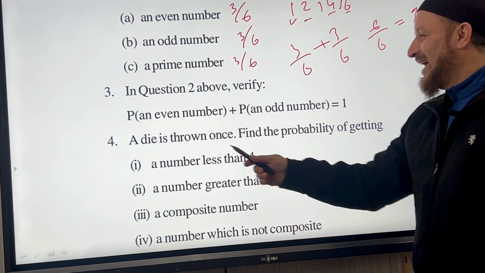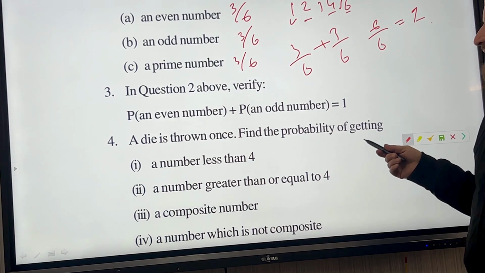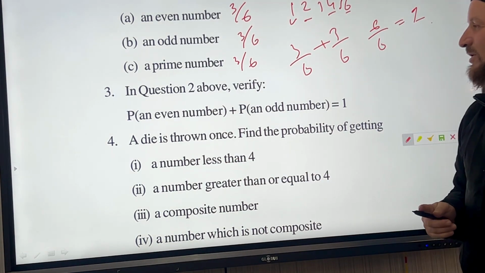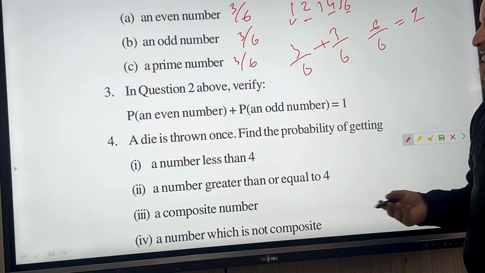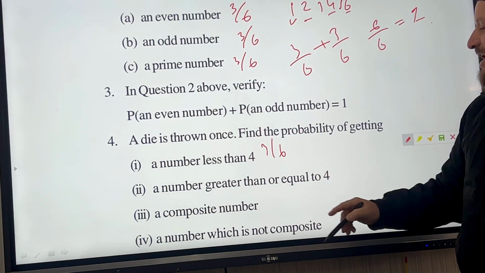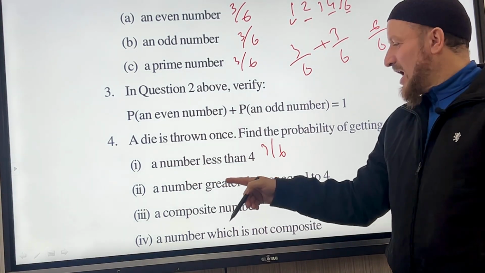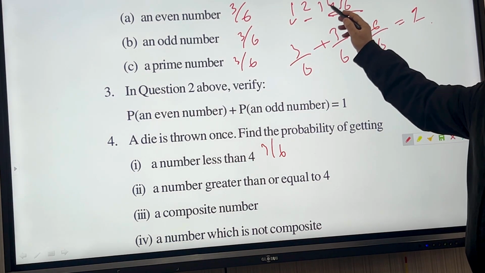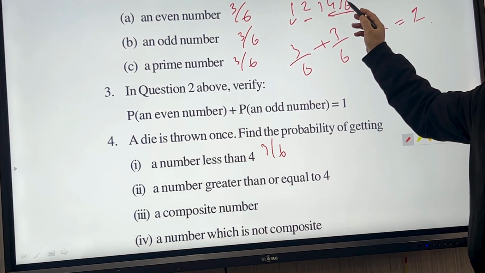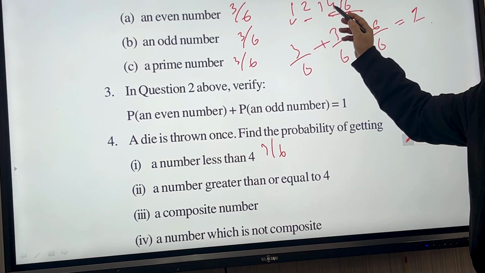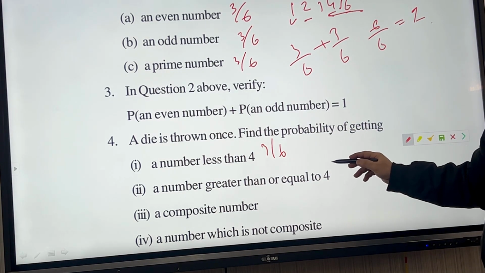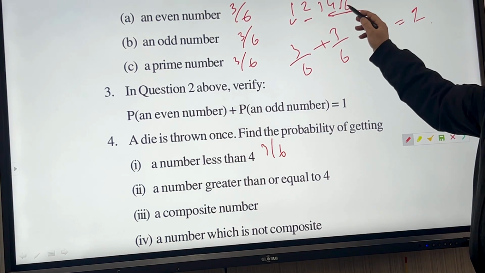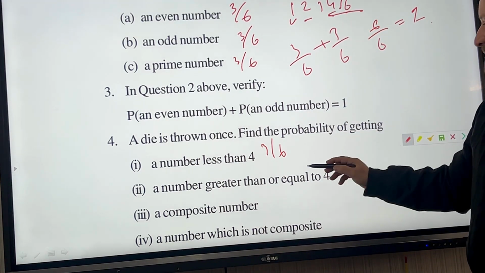A die is thrown once. Find the probability of getting a number less than 4. Less than 4, 3 by 6. Right? A number greater than or equal to 4. Greater than or equal to 4. 4, 5, 6 will come in it. Don't you understand? It says greater than or equal to 4, right? It said equal, so 4, 5, 6, right? 3 by 6. This is also 3 by 6.